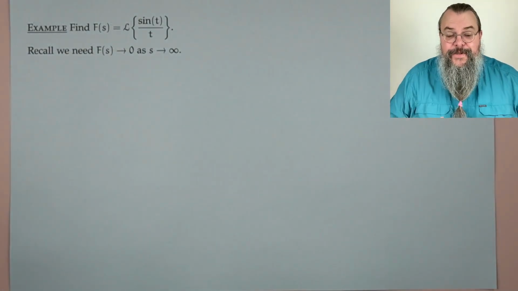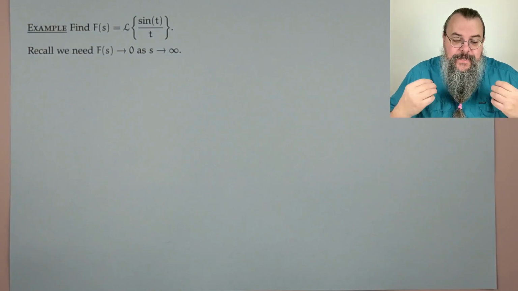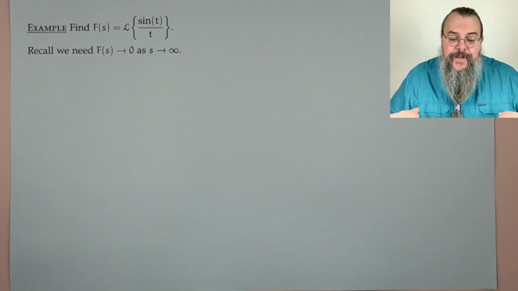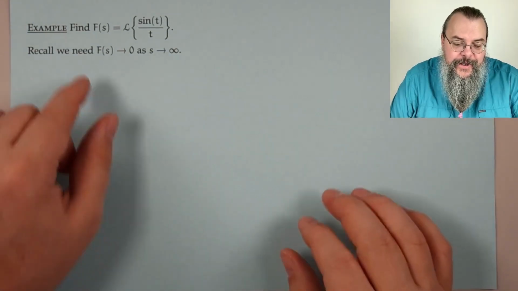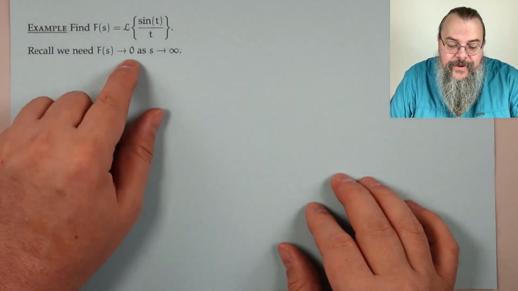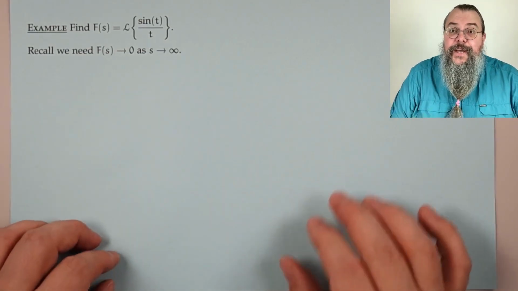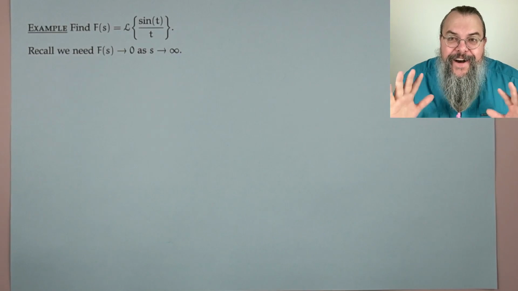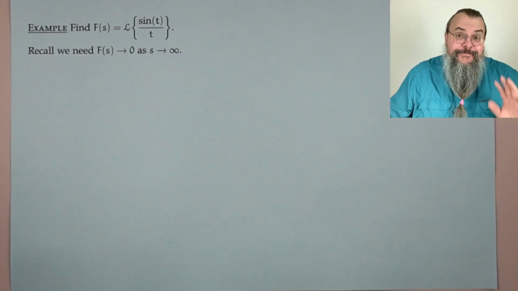This is one of my favorites. So we're asked to find the Laplace transform of sine t over t. And there's a recall here. We need f of s to go to 0 as s goes to infinity. And you're probably thinking, okay, why is that there? Well, we'll find out.